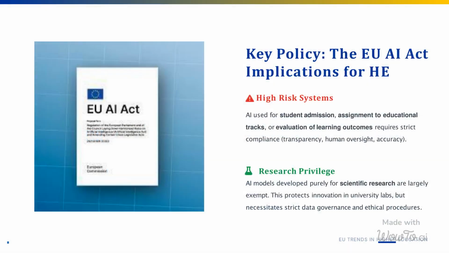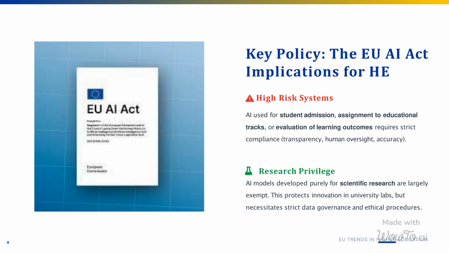The EU AI Act introduces important rules for how artificial intelligence can be used in higher education, especially when it comes to so-called high-risk systems. These include AI tools used for student admissions, assigning students to educational tracks, or evaluating learning outcomes. In these cases, strict requirements apply, including transparency, human oversight, and accuracy.